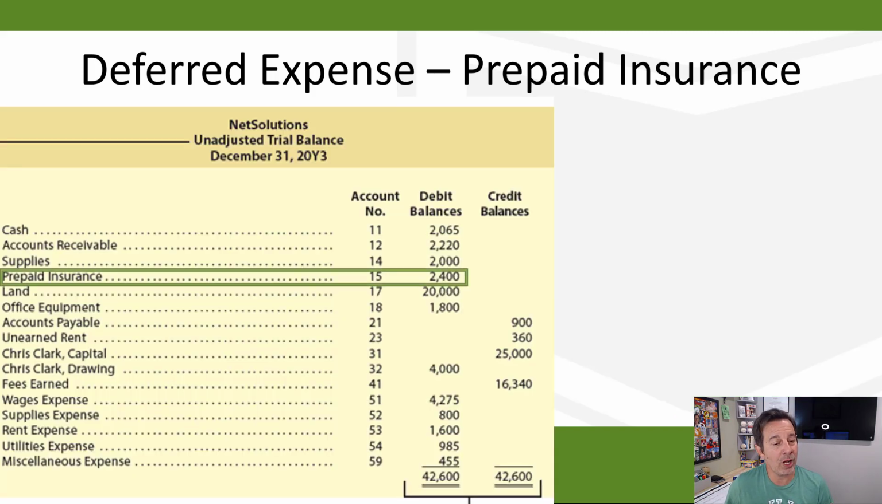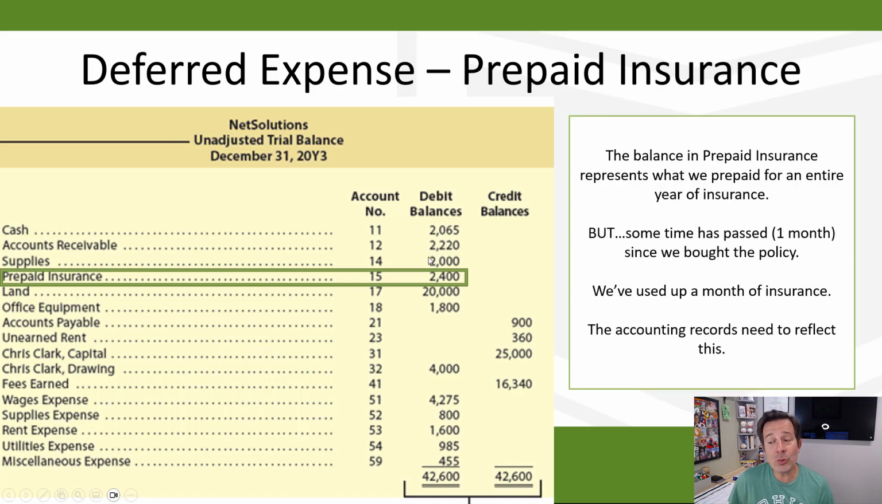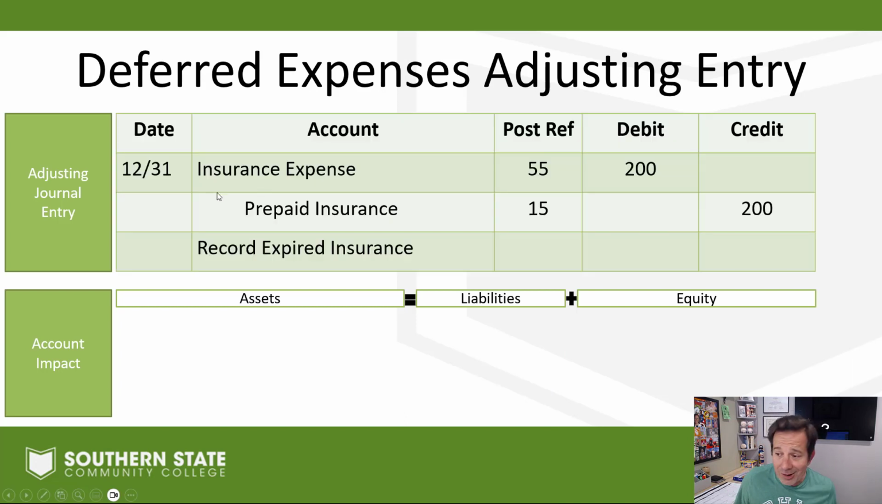There's my $2,400 in prepaid insurance, and we're going to adjust $200 of it and pull $200 out of that prepaid asset to reflect the fact that we've used it up. Here's our entry. We're going to debit insurance expense, $200, and we're going to credit prepaid insurance, $200. The $200 debit adds to our insurance expense and recognizes it in the period that it happened.